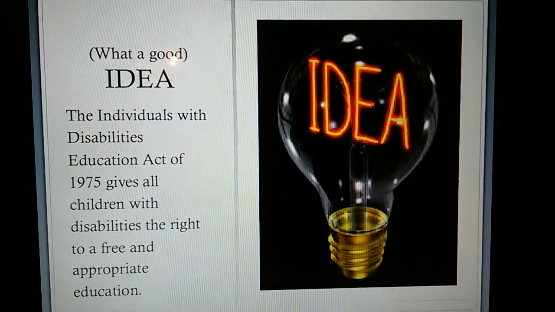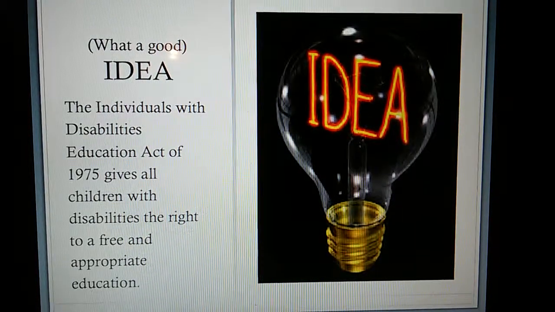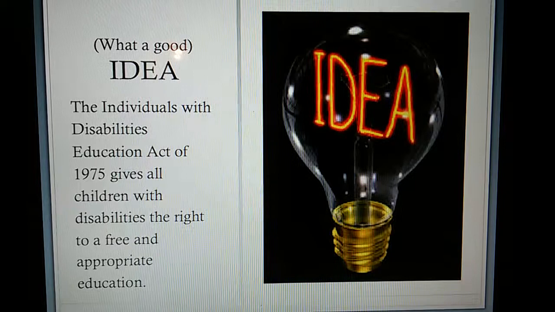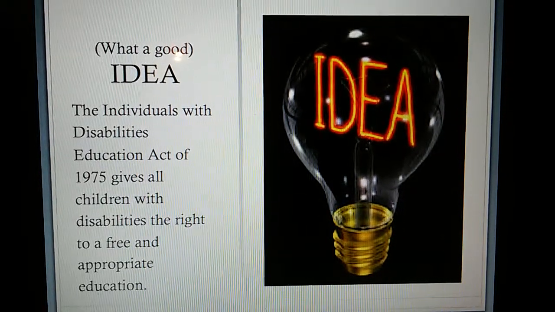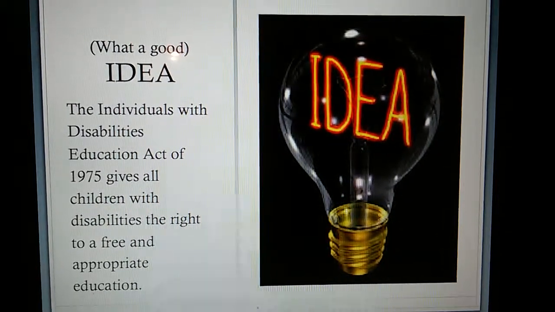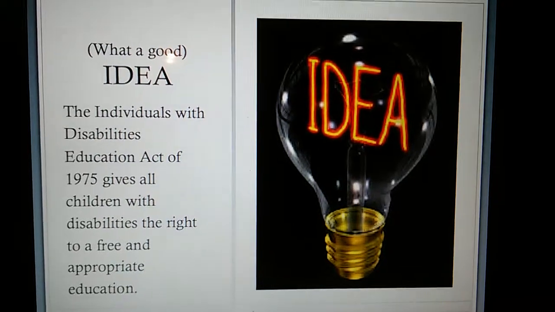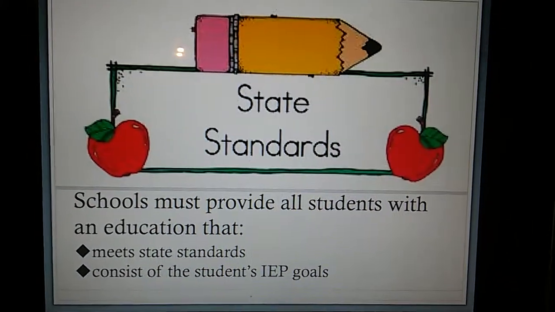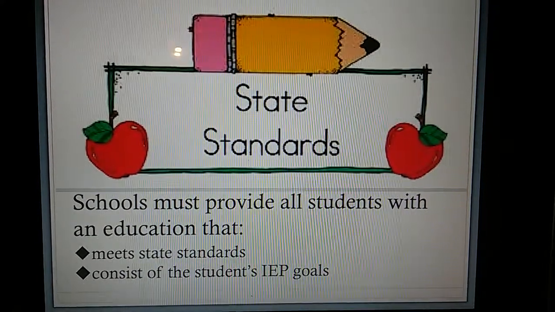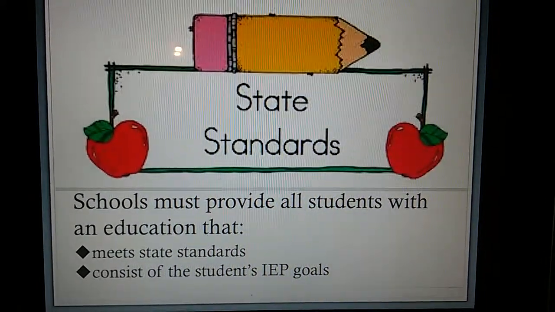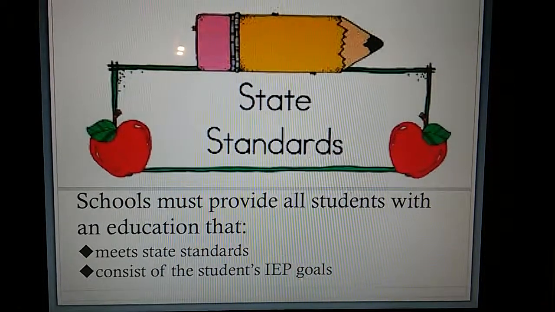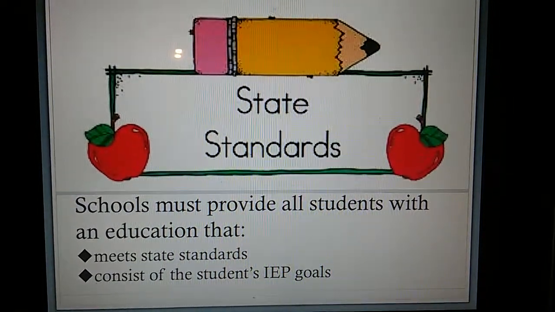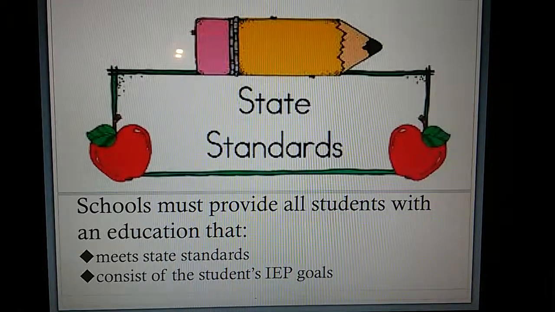In 1975, Congress enacted the Individuals with Disabilities Education Act, sometimes referred to as IDEA, in order to guarantee that all children with disabilities are able to receive a free and appropriate public education. According to IDEA, without any charge to the parents, schools must provide students with disabilities an education that meets the state standards and is consistent with the IEP goals of each student.